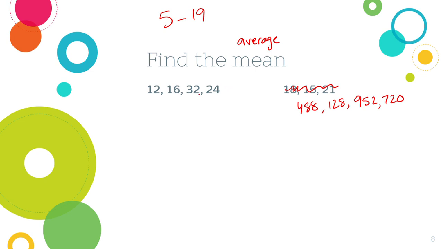Okay, so it doesn't mean that there's 12, 16, 32, 24. Okay, 32 is in the middle. Or if I arrange them in order, I choose the middle number. That's not what the mean is. The mean is that if I plot this on a graph, 12 is here, 16 is here, 32 is here, 24 is here. So we want to find a number which is somewhere in the middle.